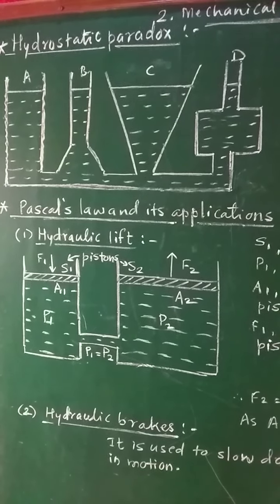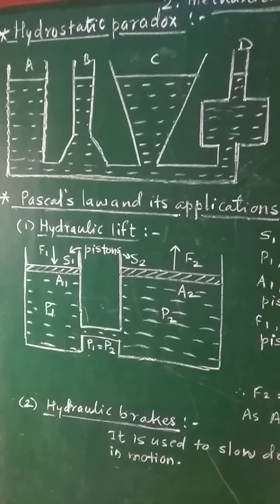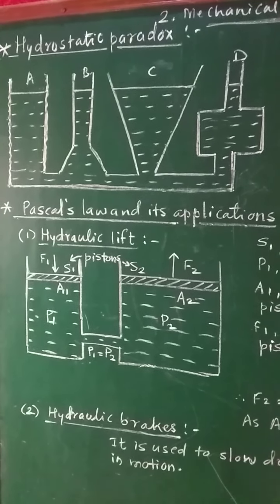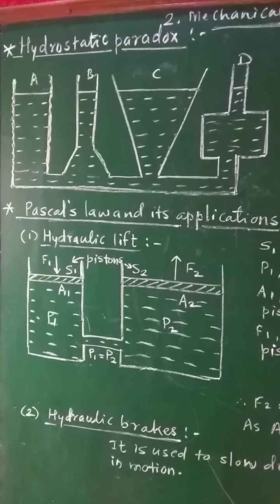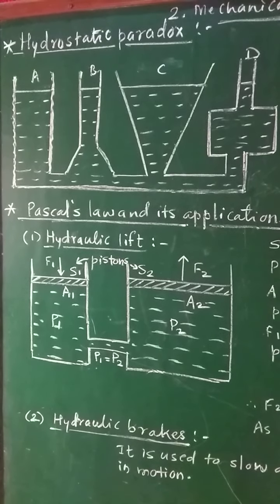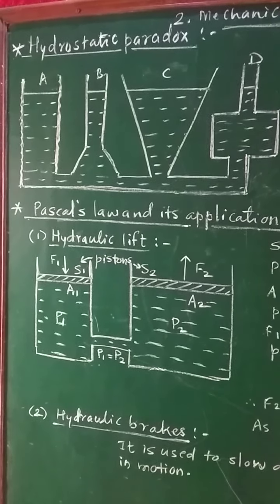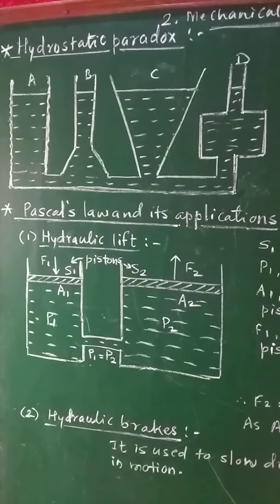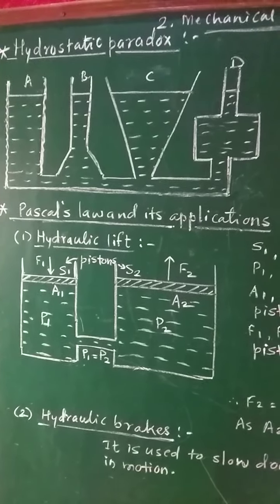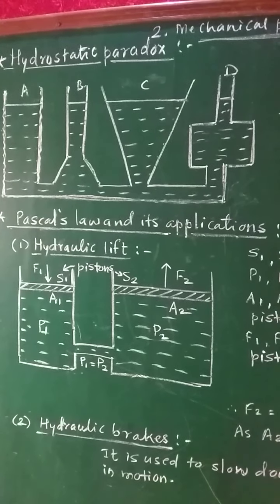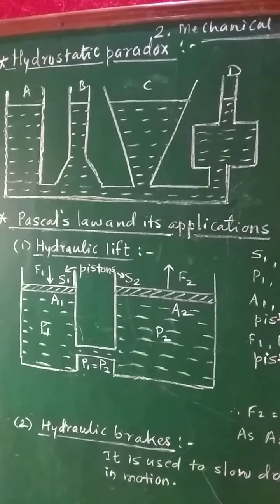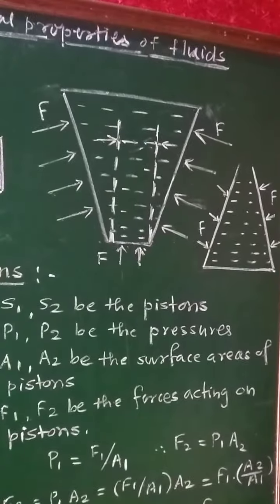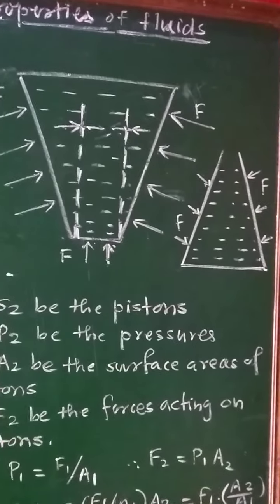the liquid level in all the vessels remains the same. As the base area for all these vessels is the same, the force exerted on the bases must be the same, so the pressure exerted will be the same, and hence the levels of liquid in all the vessels will be the same. Now this concept will be explained by this figure.